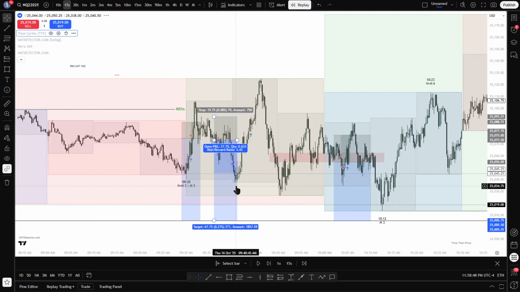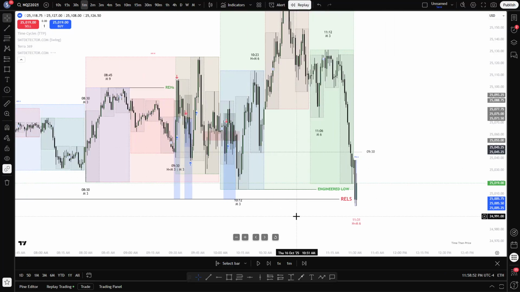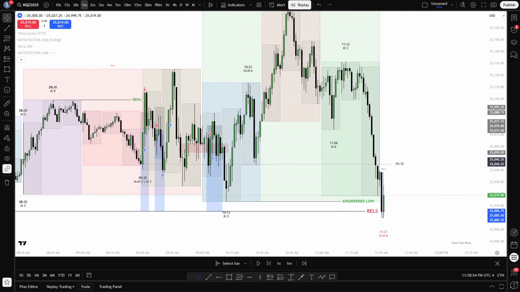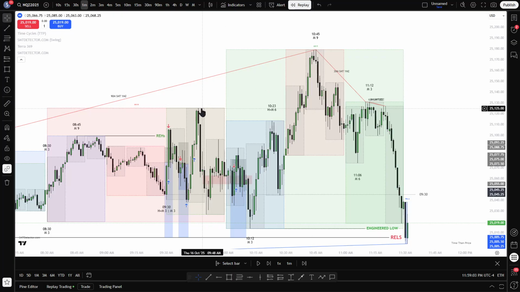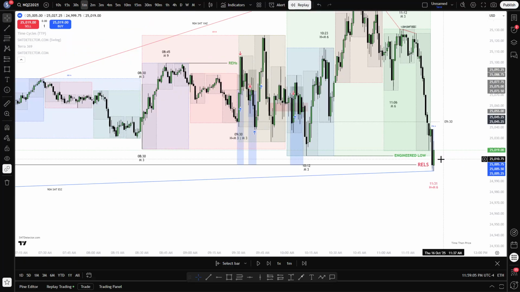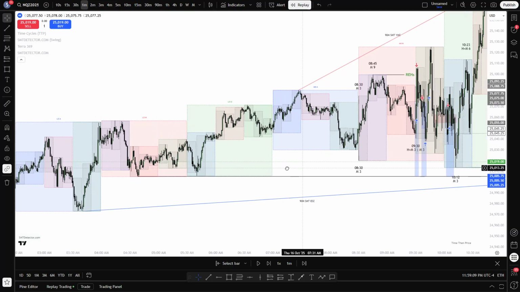So this was what was happening. But look at this. We actually went up again one more time, taking out this high and then dumped finally towards the relative equal lows over here. These are the lows that I saw.